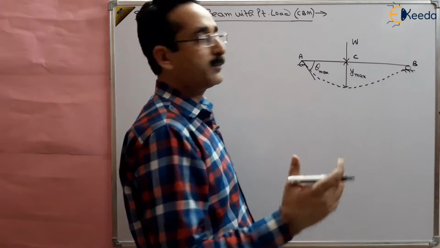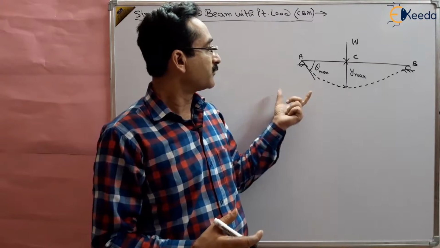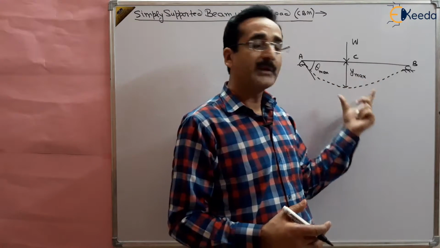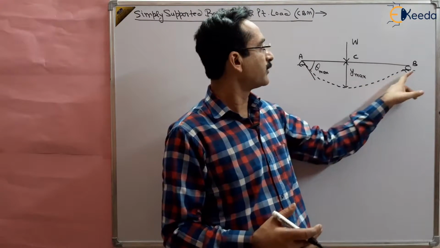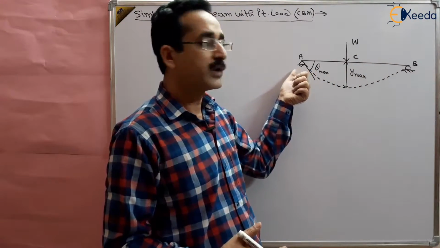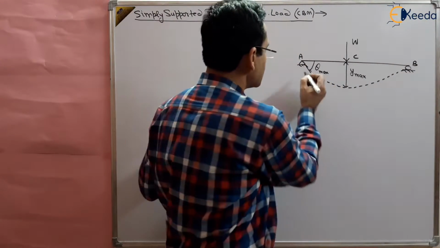So what is conjugate beam? First we have to draw the conjugate beam. Conjugate beam is that beam, for simply supported beam, the length will remain same, the supports will remain same. The difference is that the roller joint will become hinge joint and hinge joint will become roller joint. That's it. Otherwise reactions are same, supports are same, right?